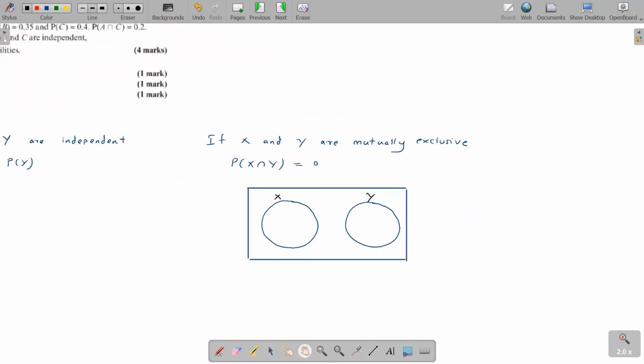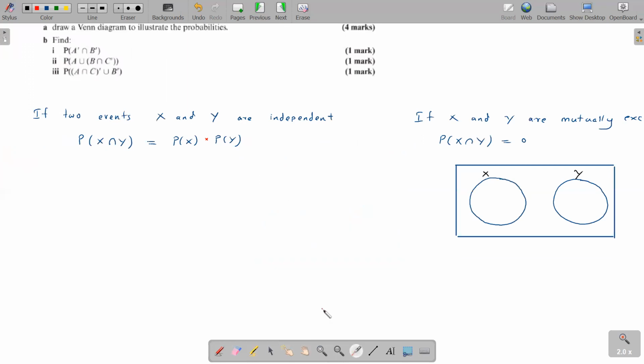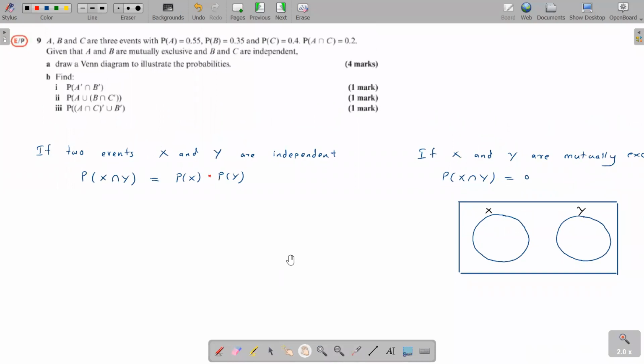And if x and y are mutually exclusive events, it means that there is no intersection between the two sets. So if they are mutually exclusive, it's a different story. But if they are independent, independent events can have an intersection. Definitely, there is an intersection, right? The intersection is equal to the product of the individual probabilities. All right. So now let's move on to the question. You need to have this theory in your head properly in order to do it.